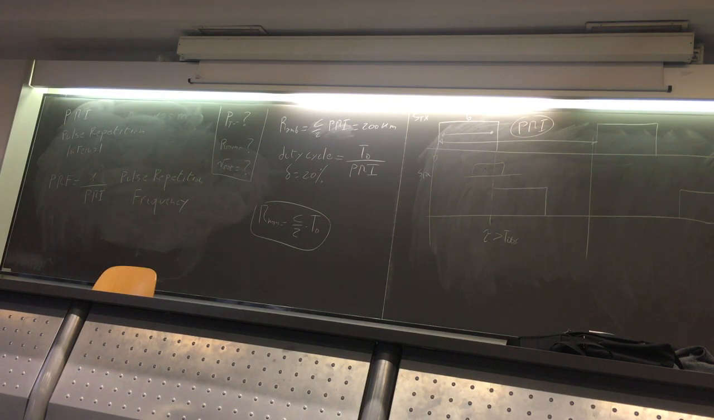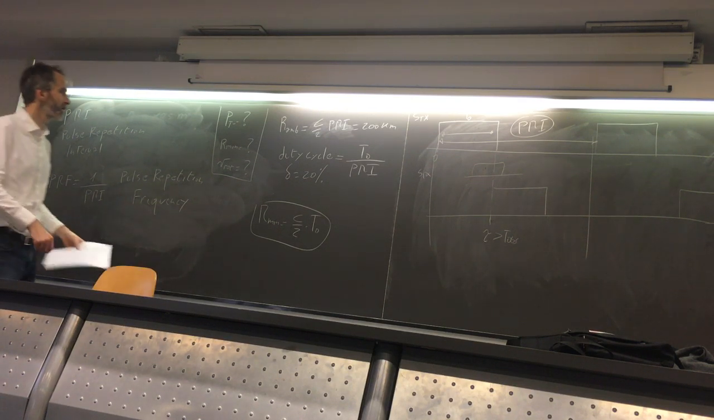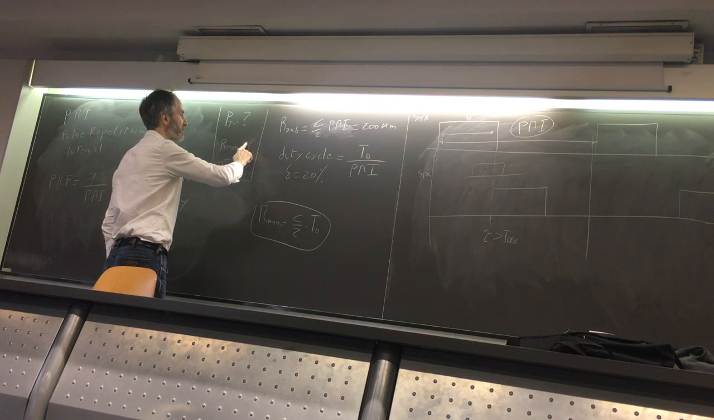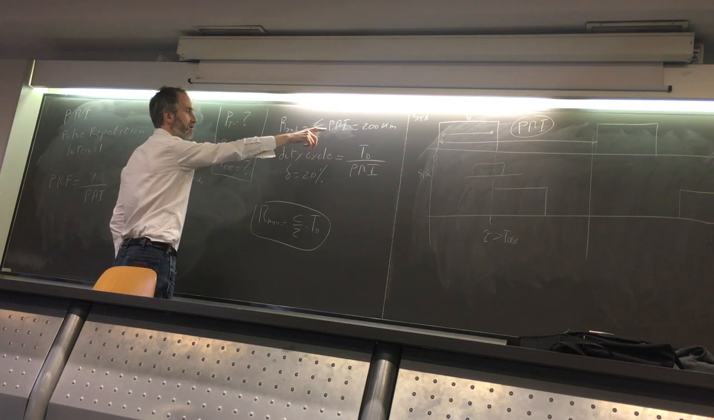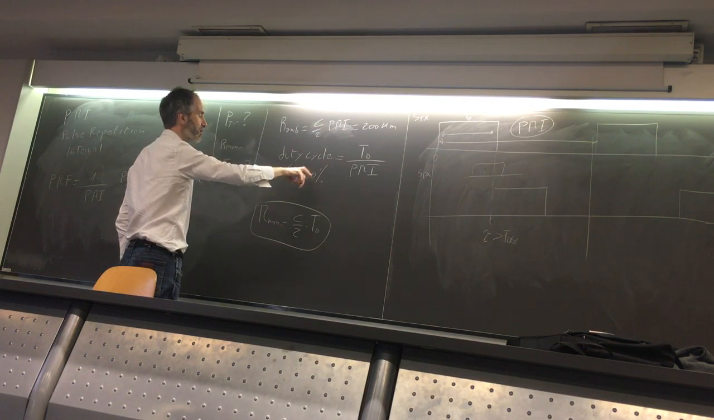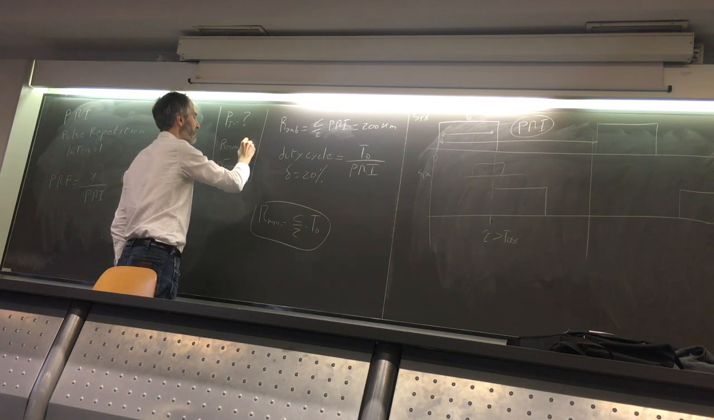And so, since the duty cycle is 20% and your ambiguous distance is 200 kilometers, then your minimum distance is just 200 times 0.2, and so it's 40 kilometers.